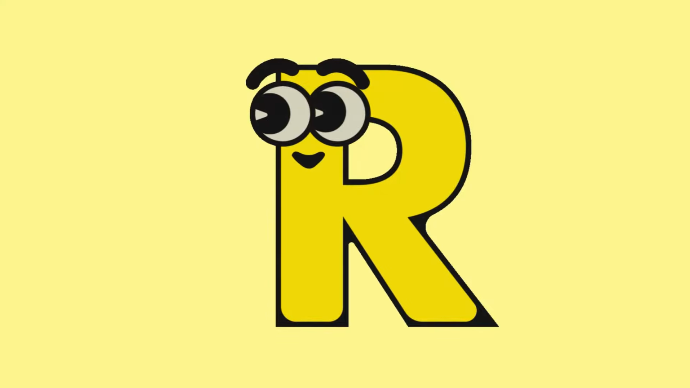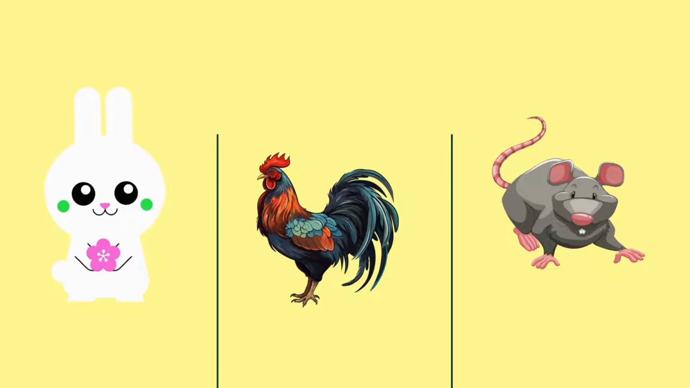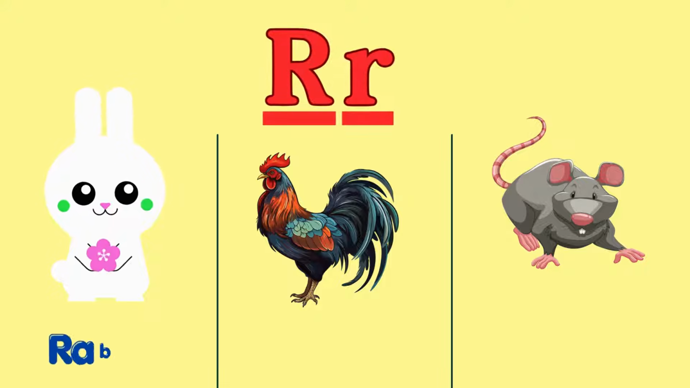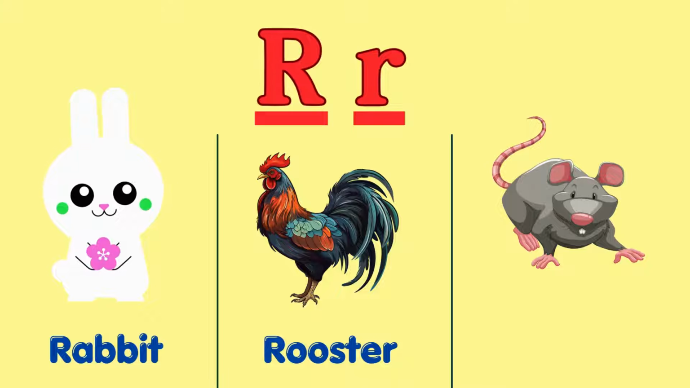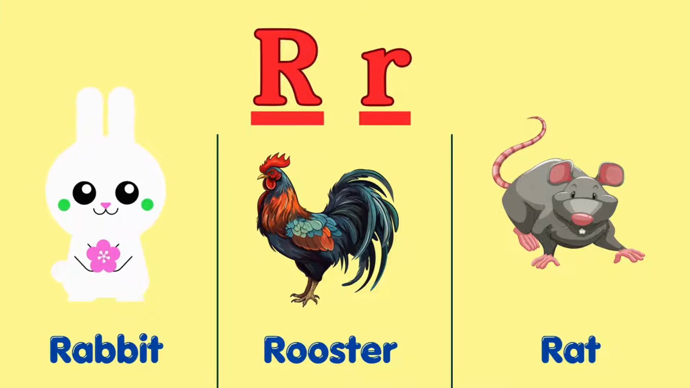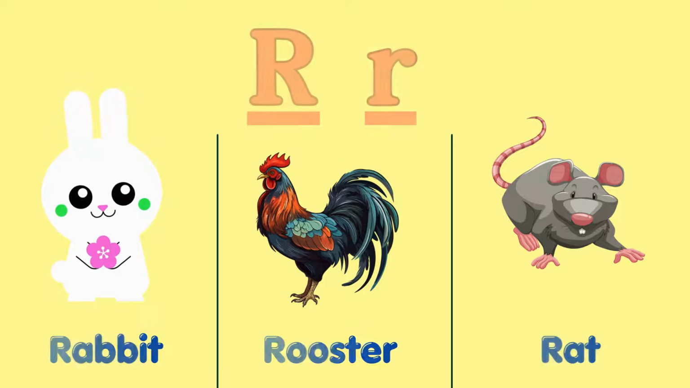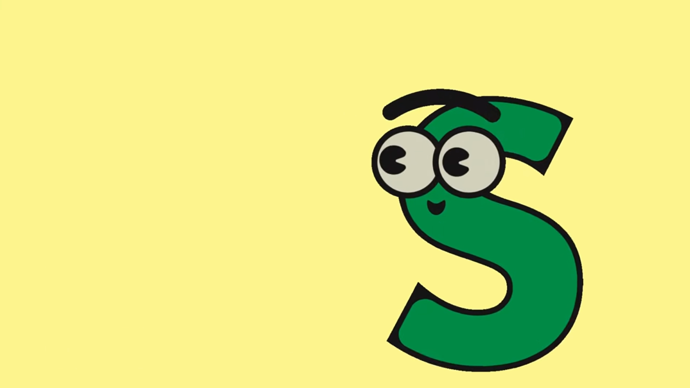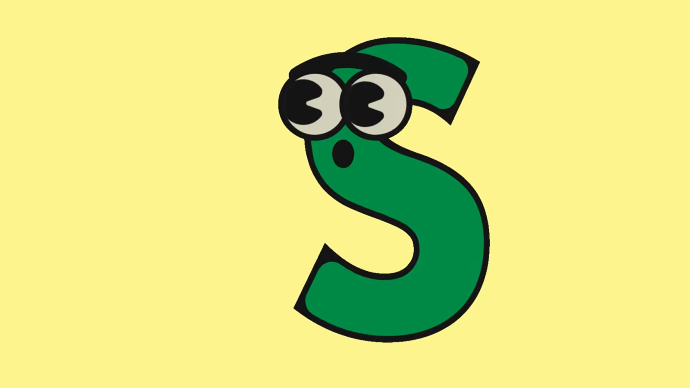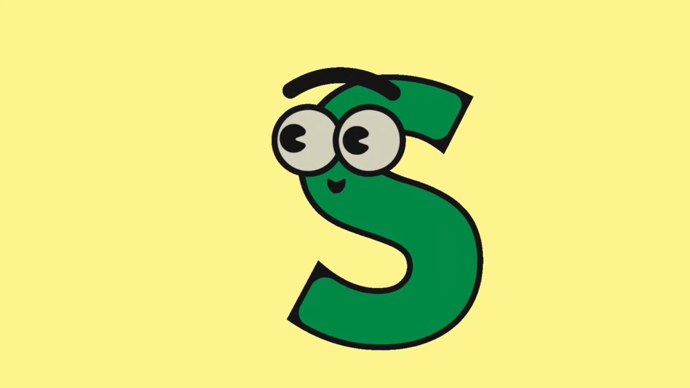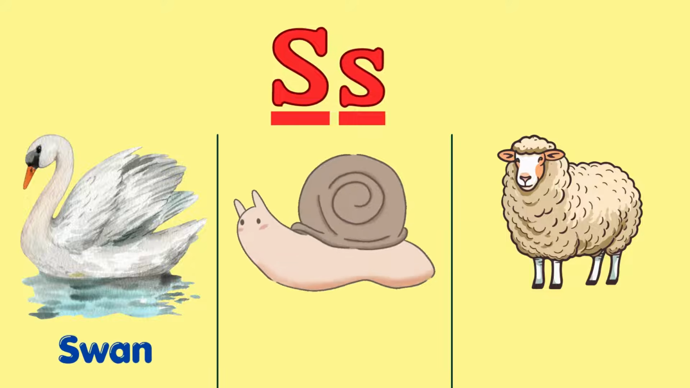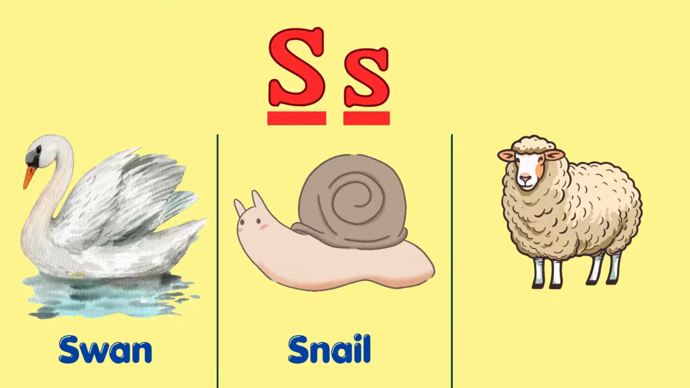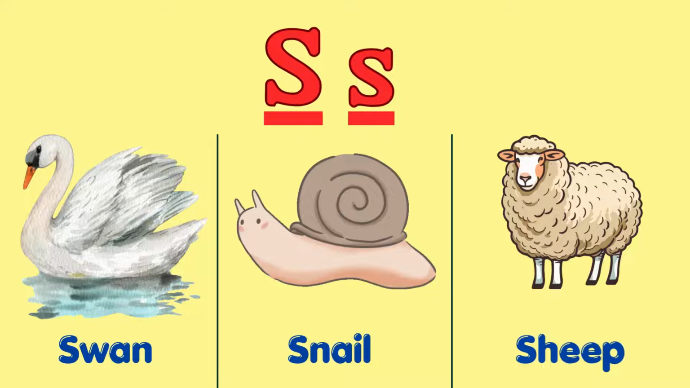Letter R. R is for rabbit, rooster, rat. Letter S. S is for swan, snail, sheep.